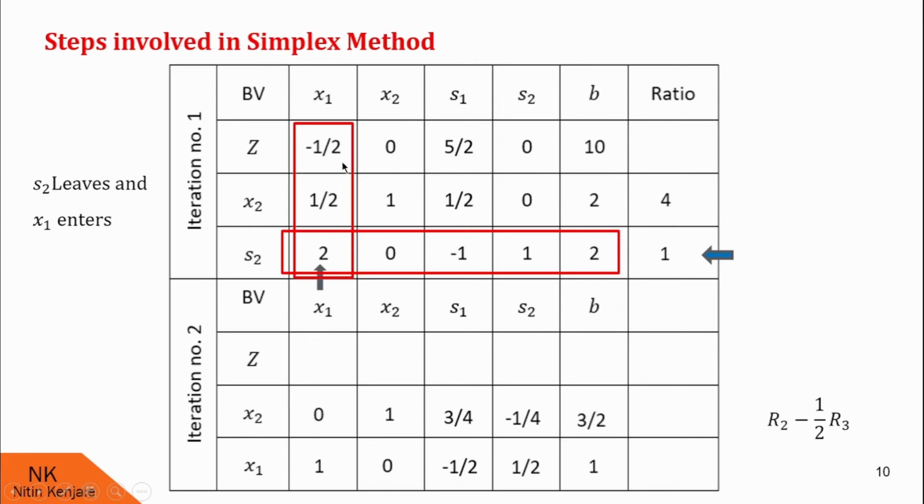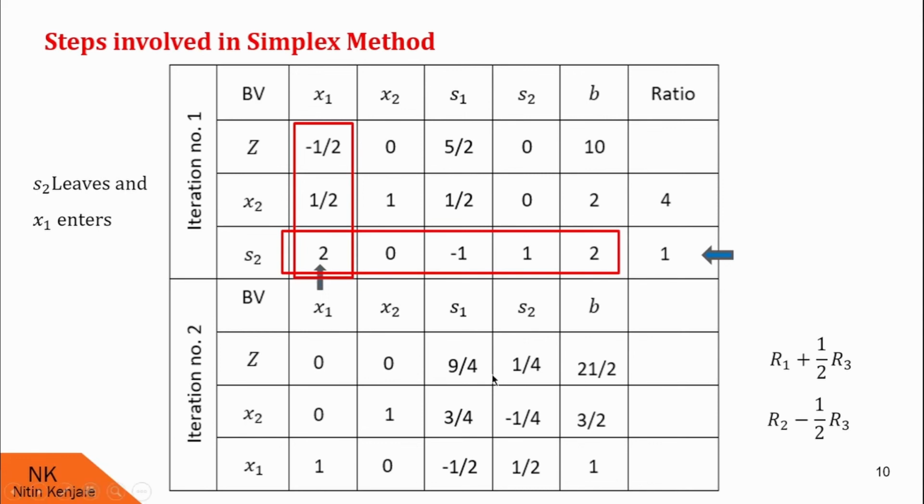Now we make this entry 0 using transformation R1 plus half R3. So we get 0 here. 0 plus half into 0 is 0. 5 by 2 plus half into minus half is 9 by 4. Similarly, we get 0 plus half into half is 1 by 4. 10 plus half into 1 is 21 by 2.